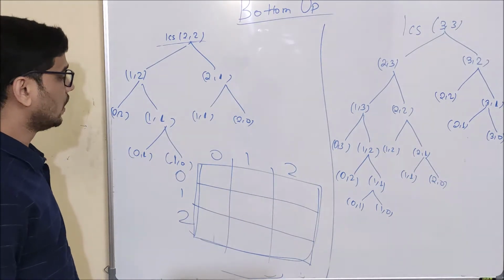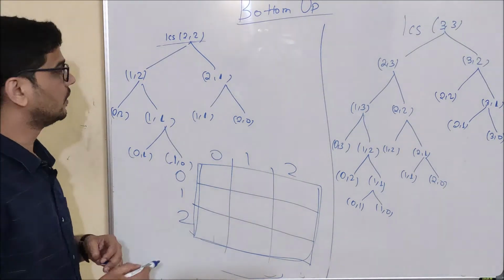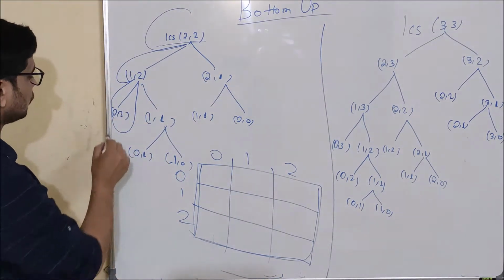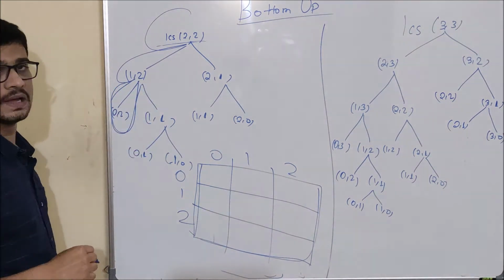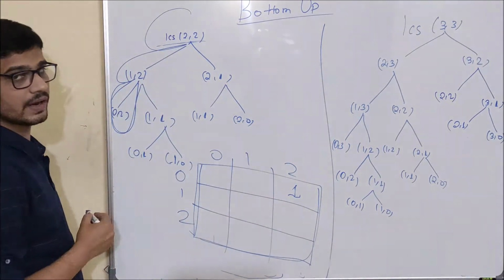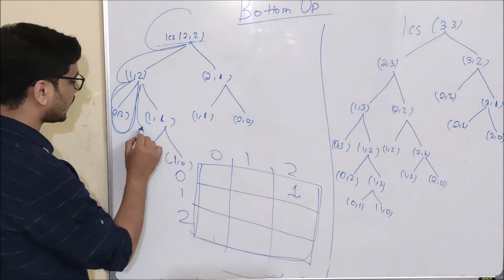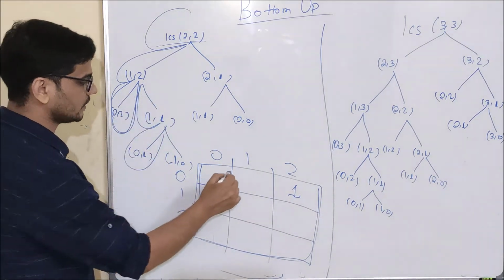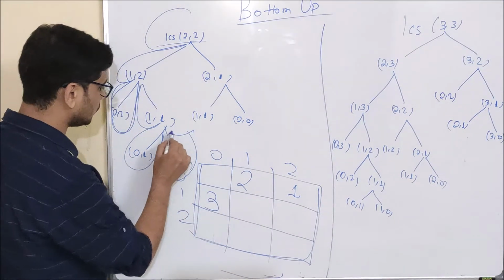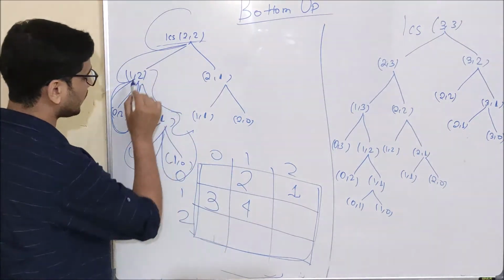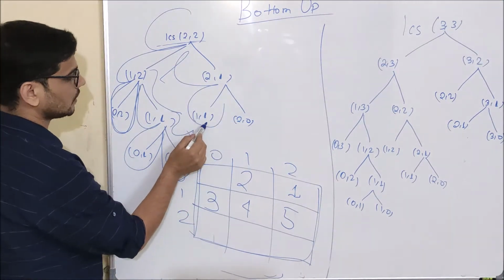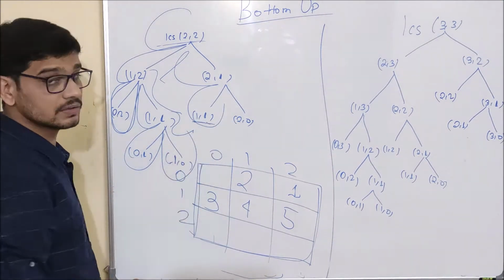First of all, how are these values going to be returned? To see that, let us start from the left. As you can see here, this 0, 2 will be the first one to return. Let's write 1 here to figure out the topological order. After that, 0, 1 is returned, and then 1, 0. Then 1, 1. After that, 1, 2.